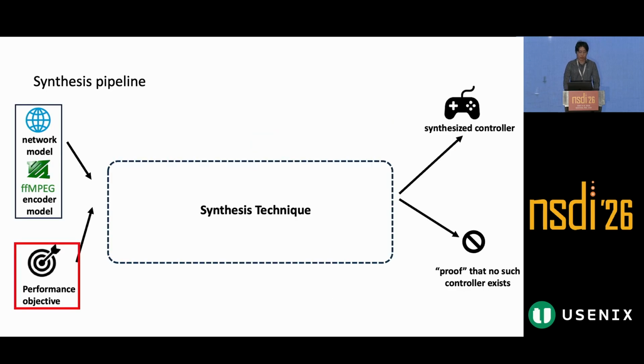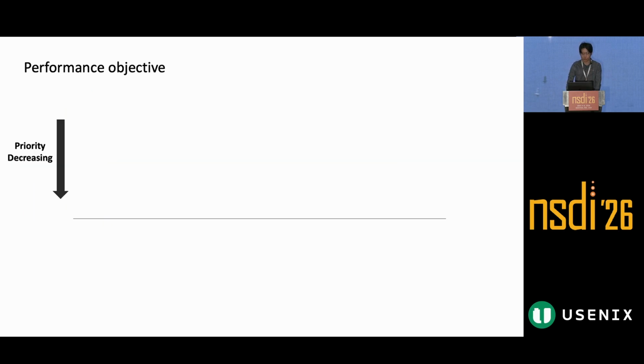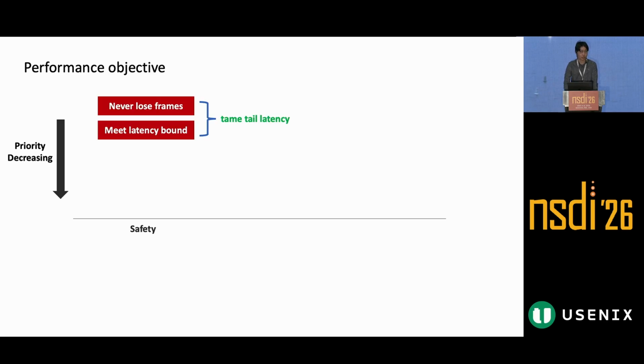So now we can talk about the performance objective, what we expect our controller to do. Our objective follows a lexicographic order. First, it must ensure there is no frame loss, and it also needs to make sure the latency deadline is bounded. And these are specified as safety properties.